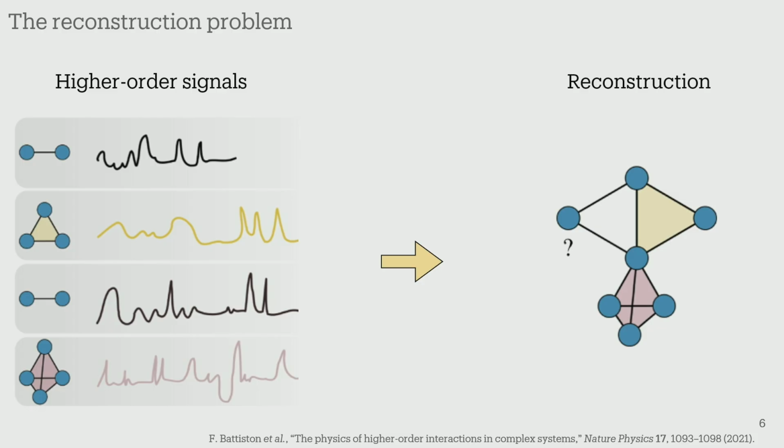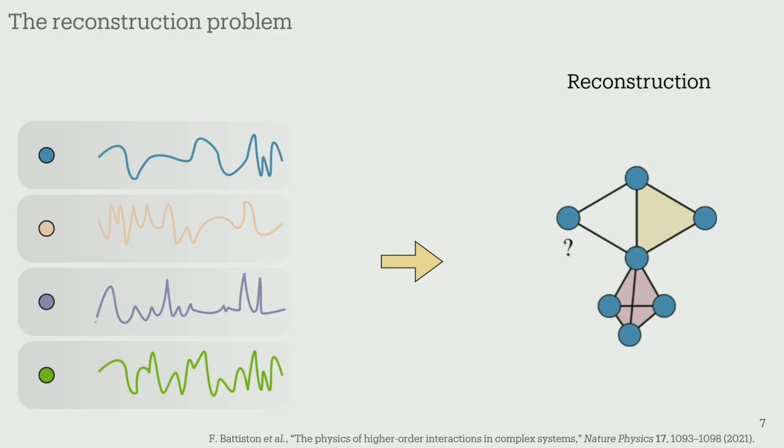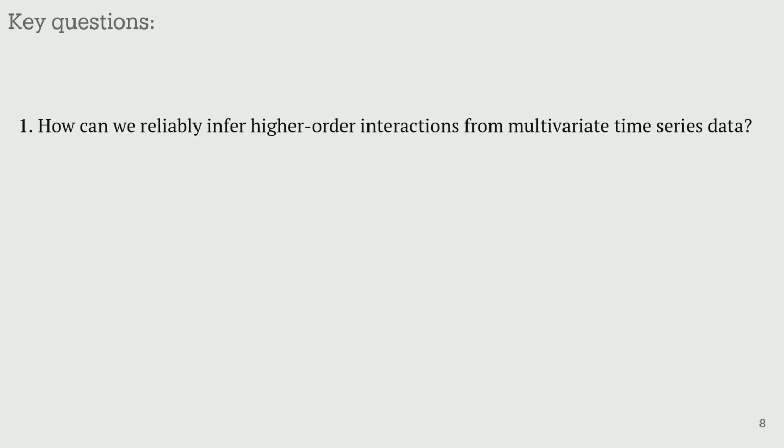But the important problem that we have in neuroscience is that we don't have a higher order signal, at least that we measure. We usually have something which is defined at the level of nodes. So how do we go from left to right? There has been a lot of effort, and the key question that people have been trying to answer in the last few years is how to reliably infer higher order interactions from this time series data.